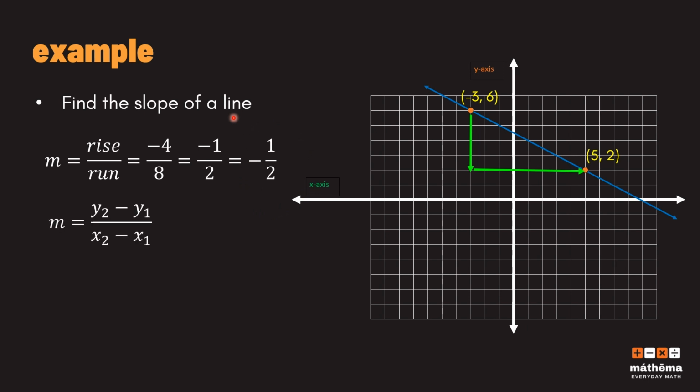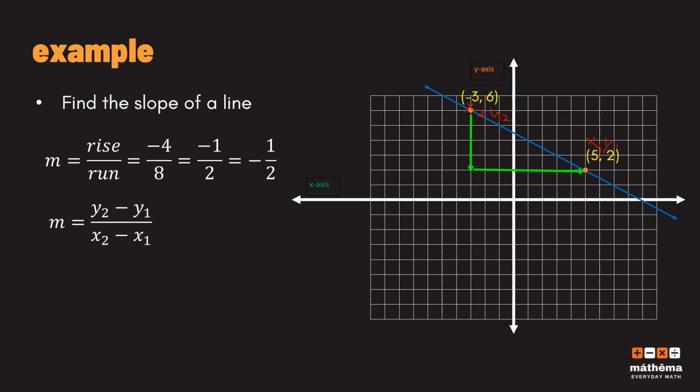Using the 2-point method, so m is equal to y sub 2 minus y sub 1 over x sub 2 minus x sub 1. Now the question is, what is our x sub 1? What is our x sub 2? Basically, it's up to you. You can actually label this one as your x sub 1 if you want, and then this will be your x sub 2. And then eventually this will be your y sub 2, and then this one will be your y sub 1.